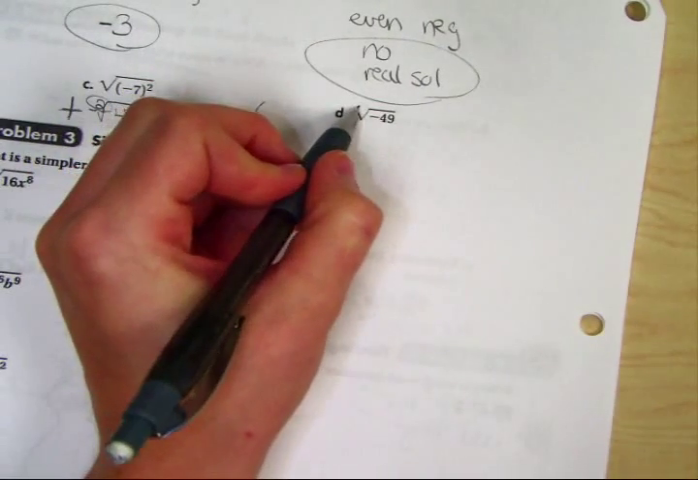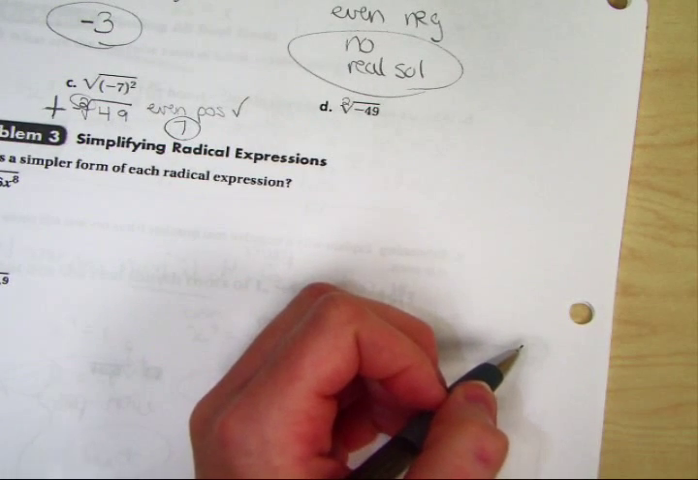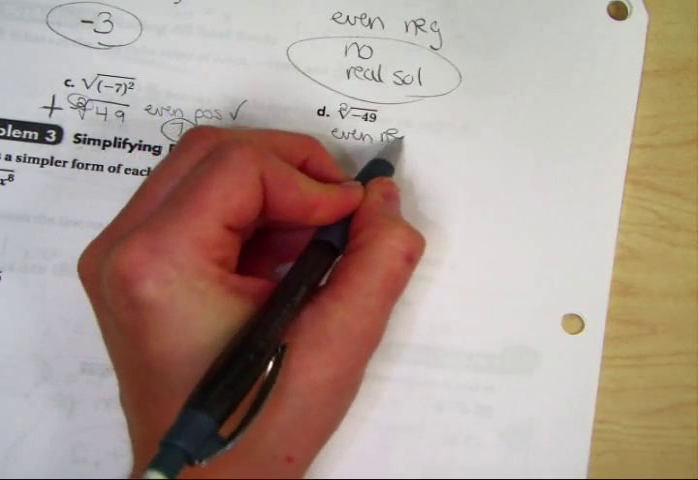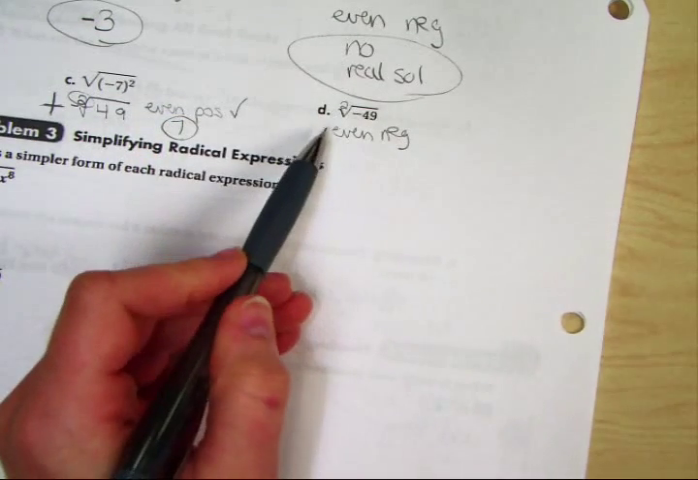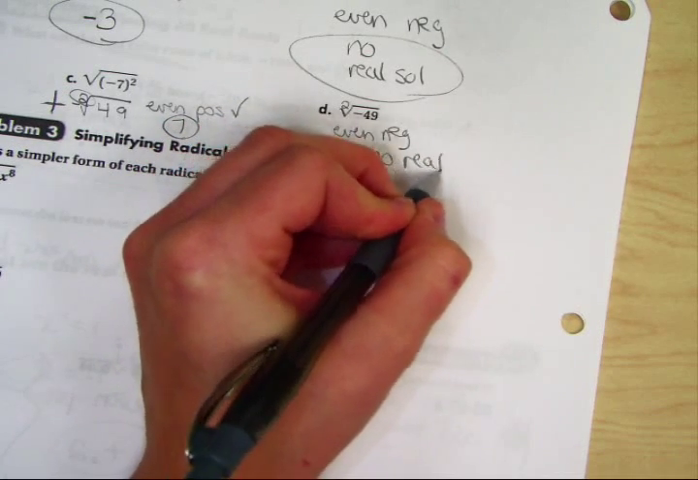Part D. There's a hidden index of 2. Since there's a hidden index of 2, you're going to say it's even and the inside is negative. Well, since it's even and negative, you right away say no real solution.